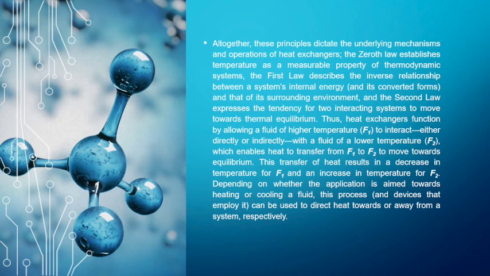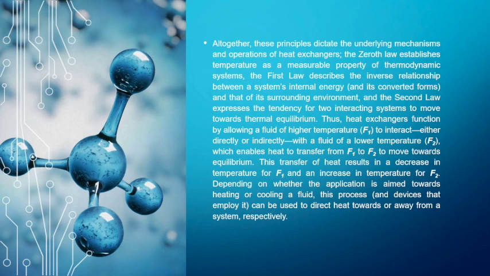Altogether, these principles dictate the underlying mechanism and operation of heat exchangers. The zeroth law establishes temperature as a measurable property of a thermodynamic system. The first law describes the inverse relationship between a system's internal energy and that of its surrounding environment, and the second law expresses the tendency for two interacting systems to move towards thermal equilibrium.